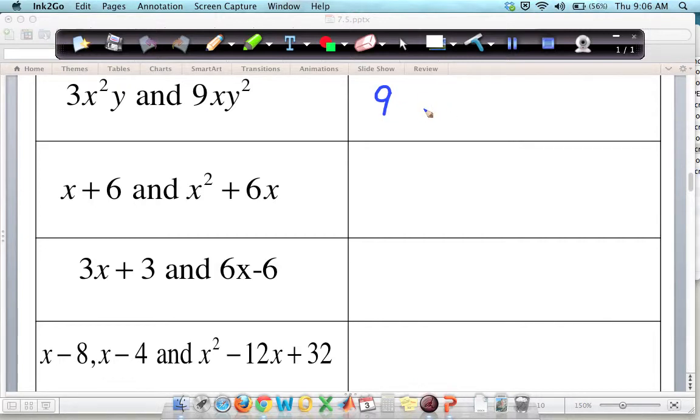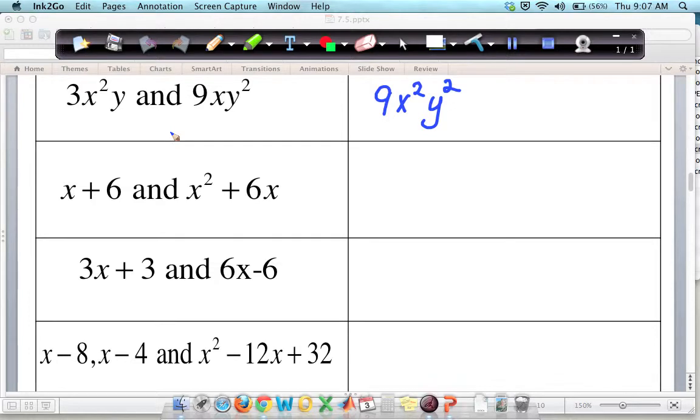Then we look at our variable. So we have an x squared and an x. The largest exponent is x squared. Then I have a y and a y squared, and the largest exponent is y squared. And then I don't have any factors, like an x plus 2. So that is my LCD.